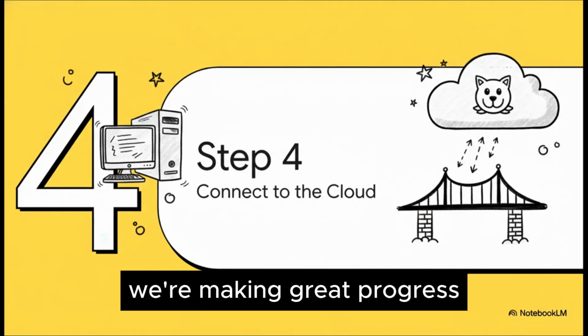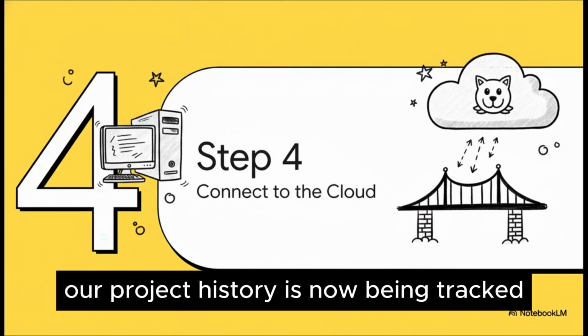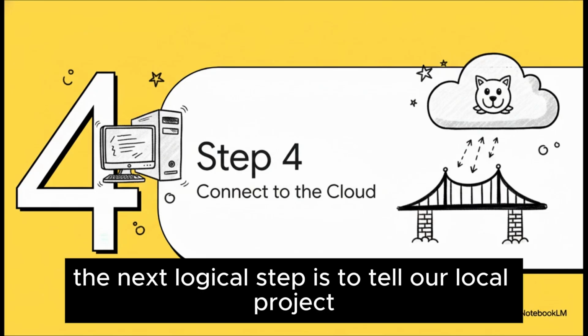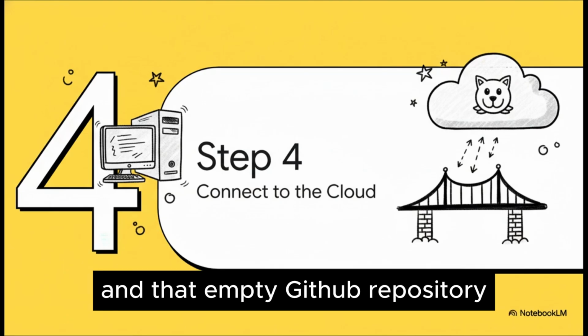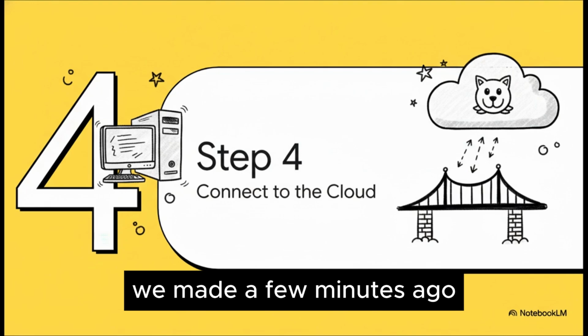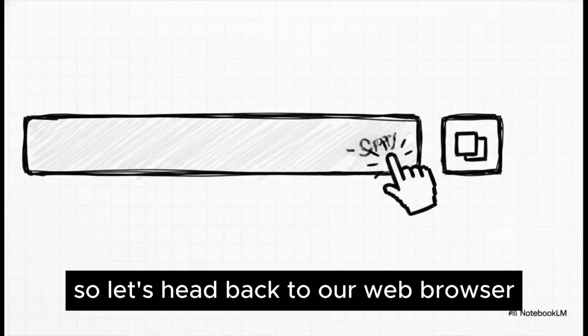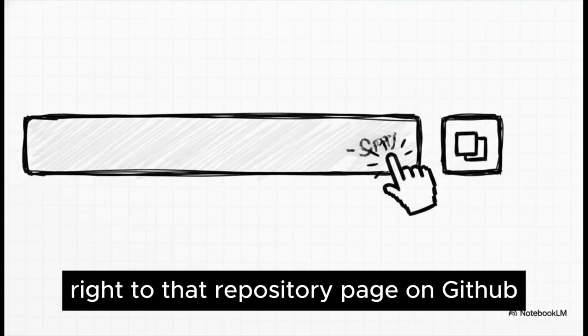Okay, we're making great progress. Our project history is now being tracked on our computer. The next logical step is to tell our local project where its online home is. We need to build that bridge between our computer and that empty GitHub repository we made a few minutes ago. So let's head back to our web browser, right to that repository page on GitHub.